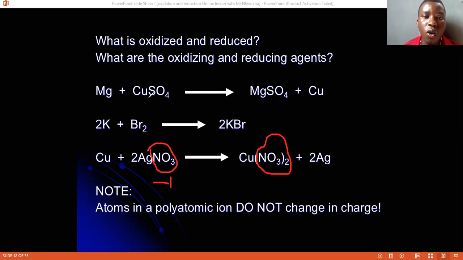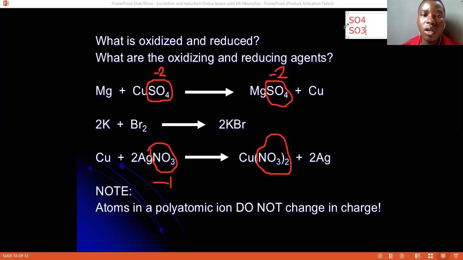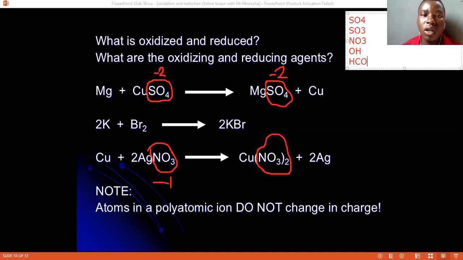Look at this one. SO4 is usually treated as a single charge, so you usually call it SO4 2 minus. SO4 here too is a single charge. So what are those polyatomic ions? Let me just type it for you to remember. They have SO4, SO3, NO3, OH, so remember all these, and HCO3. So these are some polyatomic radicals.